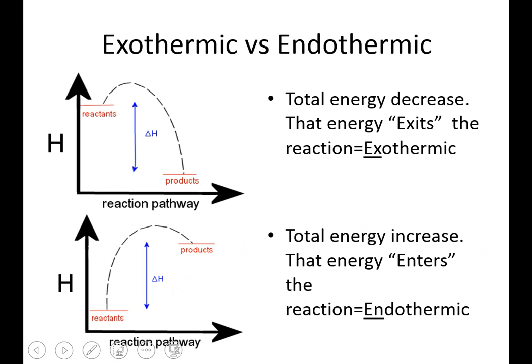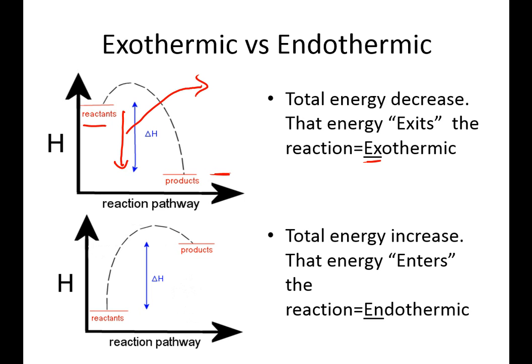Now moving on, exothermic versus endothermic graphs. The graphs are going to be opposites of each other because one is taking in energy and one is losing energy. The top one is what we will call exothermic, and as you can see, we start with our reactants up top, we end with our products down below. The total energy has decreased. It started here and it's moved down. And when there's a total energy decrease, we have to say that that energy exits the reaction. And so this is exothermic, kind of like the word exit.